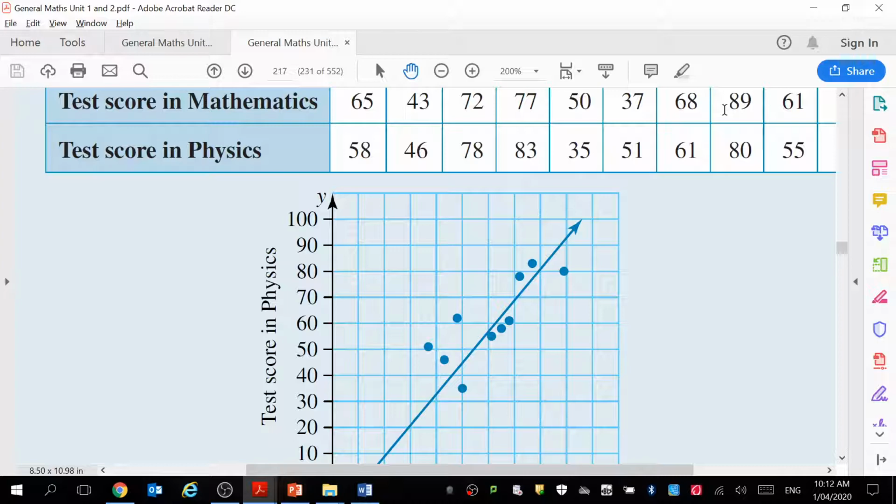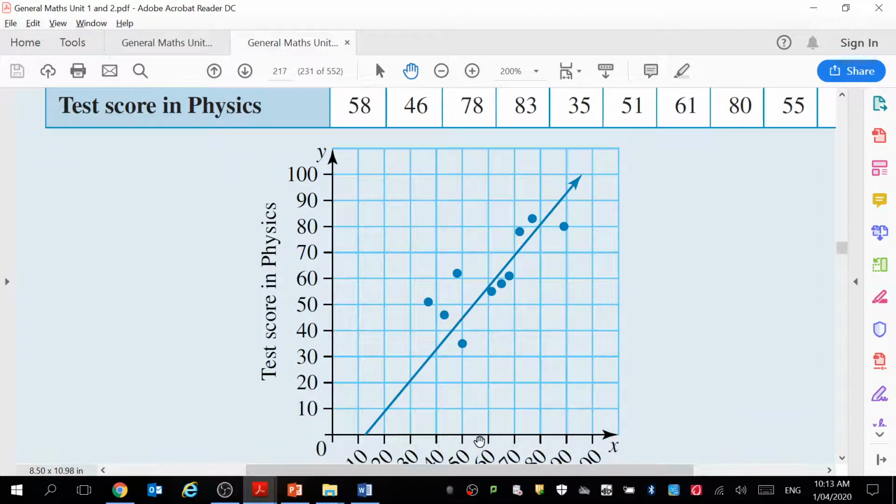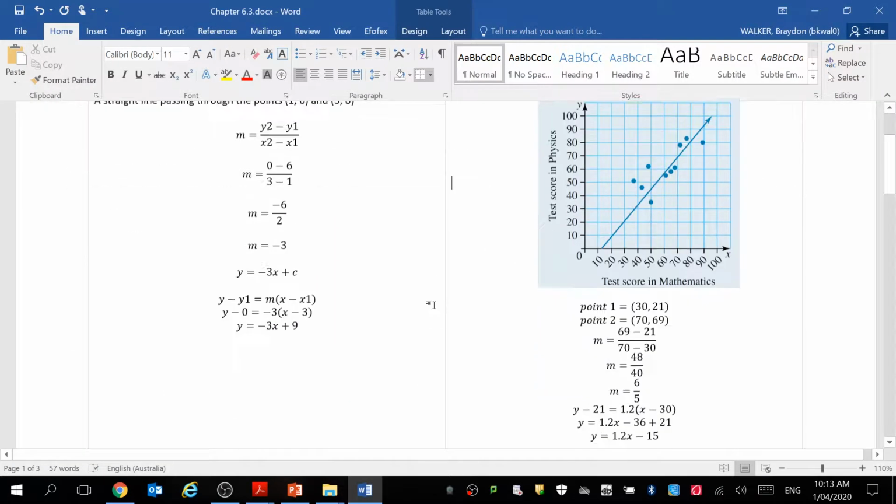Okay? Interpolate, you're inside. IN, inside. Interpolating means you're inside the data. If you have a look in here, no one scored a score of 55 in mathematics. So you could use this line to estimate, if someone scored 55, what someone should be getting in physics. That's interpolating your data. Okay? Those are just some terms you're going to have to get used to in the future, particularly during Unit 3.